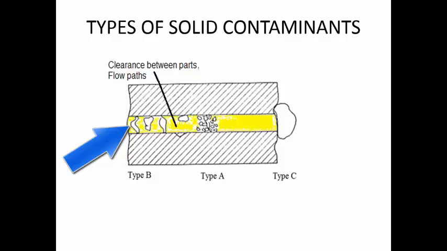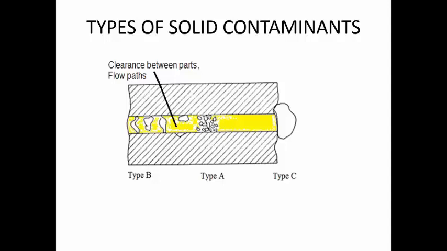Now if you have 2 relatively moving elements, then if these particles are there, they may cause more wear and tear and rubbing action. Because of it, you will have loss of material. So type C may get crushed between the 2 moving elements and form type B and type A. Type A may accumulate over a period of time and completely block the flow path.